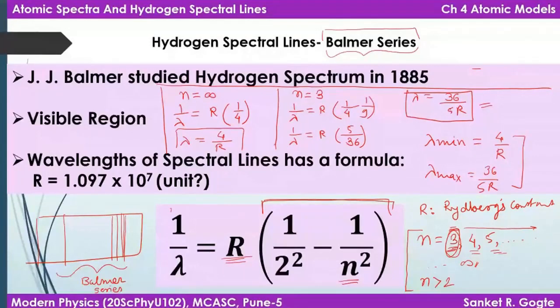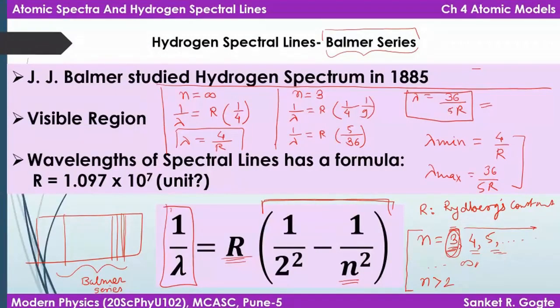This is what we should have. Am I correct? So when do we get the maximum value of lambda then? When n is infinity or when n is 3? I did this because some of you were saying that n should be infinity. See, we want lambda maximum. Again, I'll repeat my thought process.